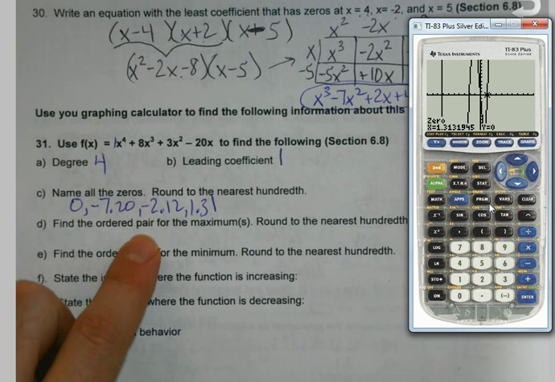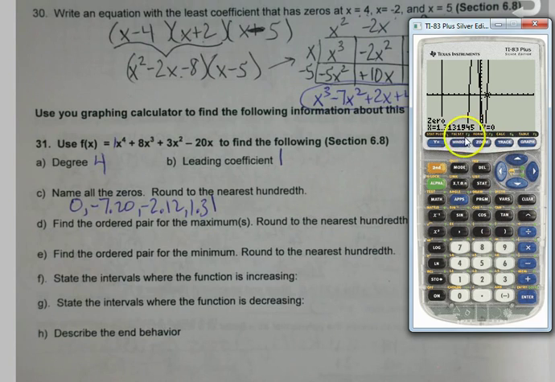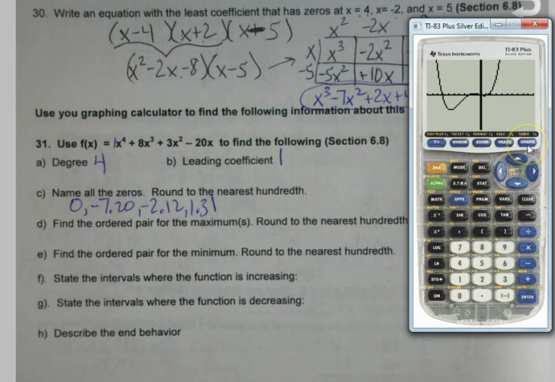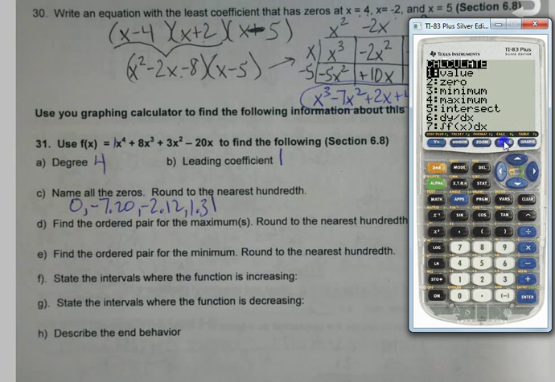Okay, find the ordered pair for the maximums. This is where I'd probably, with my window, go back to that funky one we had before, because I could really see everything really well on that. And the table gives me all this really good information. We've talked about that before. So it looks like I got a min here, maybe a max in here. So let's find that min.